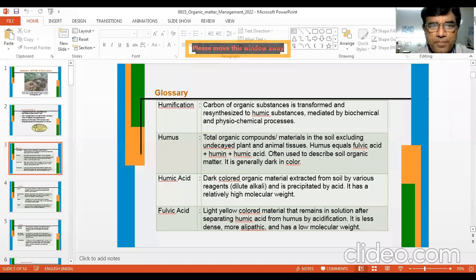Humic acid. Humic acid is dark colored organic material extracted from soil by various reagents like dilute alkali and is precipitated by acids. That is humic acid. It has relatively high molecular weight. Fulvic acid, light yellow colored material that remains in solution after separating humic acid from humus by acidification. It is less dense, more aliphatic, and has a low molecular weight, means it is lighter in weight than humic acid.